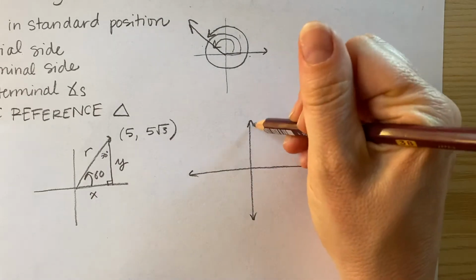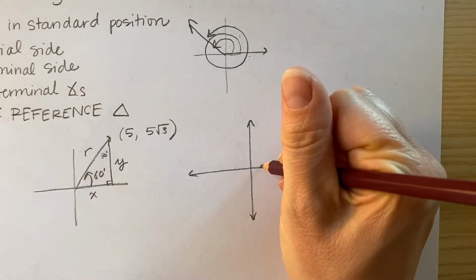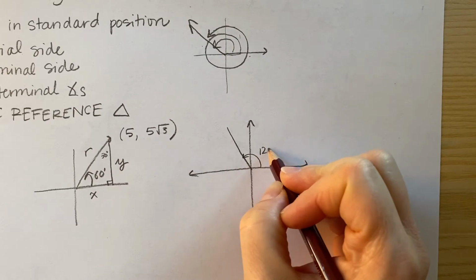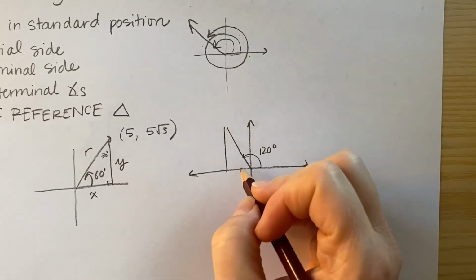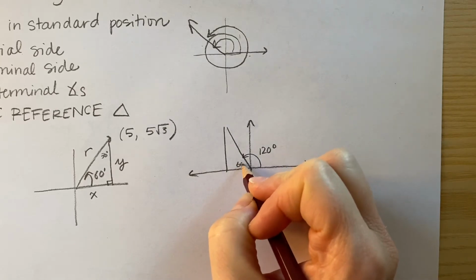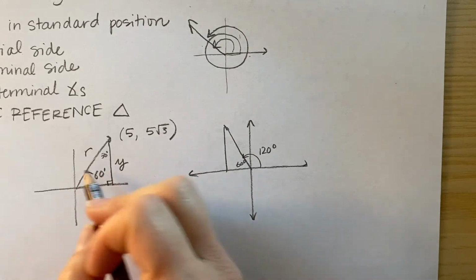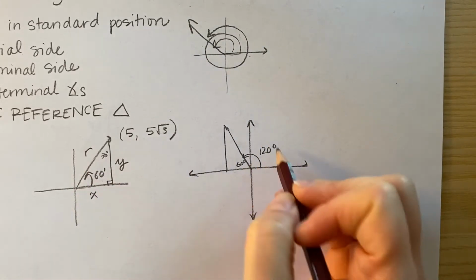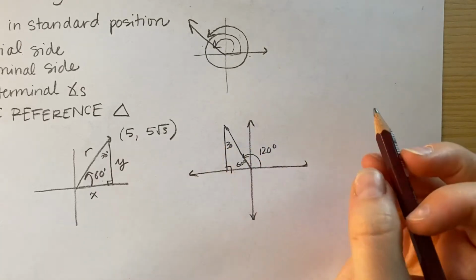Okay, so let's say the angle that I was dealing with was not 60 degrees. Let's say it was 120 degrees, like this. Well, this 120 degree angle, when I drop my perpendicular down, guess what? This is 60 degrees. And so now everything that I know about the 30, 60, 90 triangle also applies to a 120 degree angle, because now I've got my 30, 60, 90 and I can do all my trig stuff.